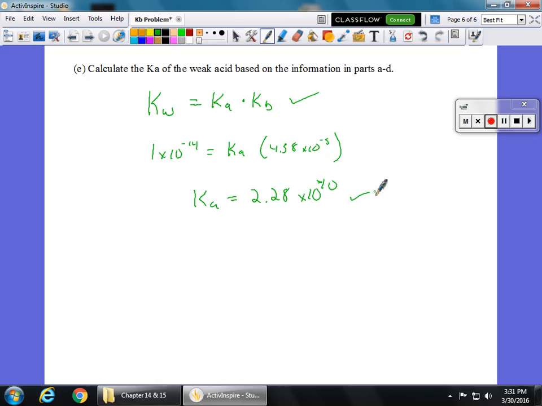Okay, so again, I would go back over and review this problem. It's a pretty straightforward one. I'd say it's worth about 10 points.